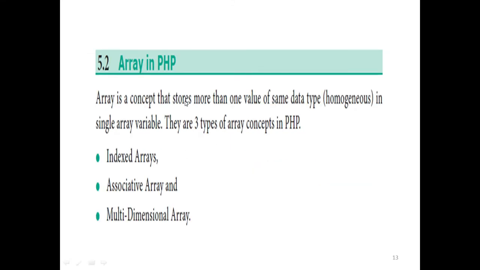Then array types. Normally it's a 5 mark question. Arrays in PHP are defined as 3 types: indexed, associative, and multi-dimensional array. What is an array? An array is a concept that stores more than one value of the same data type, homogeneous, in a single array variable. It means if you enter 10 numbers, the 10 numbers can be represented in array A of 10 like this. The 3 types are indexed, associative, and multi-dimensional array. We see them one by one.